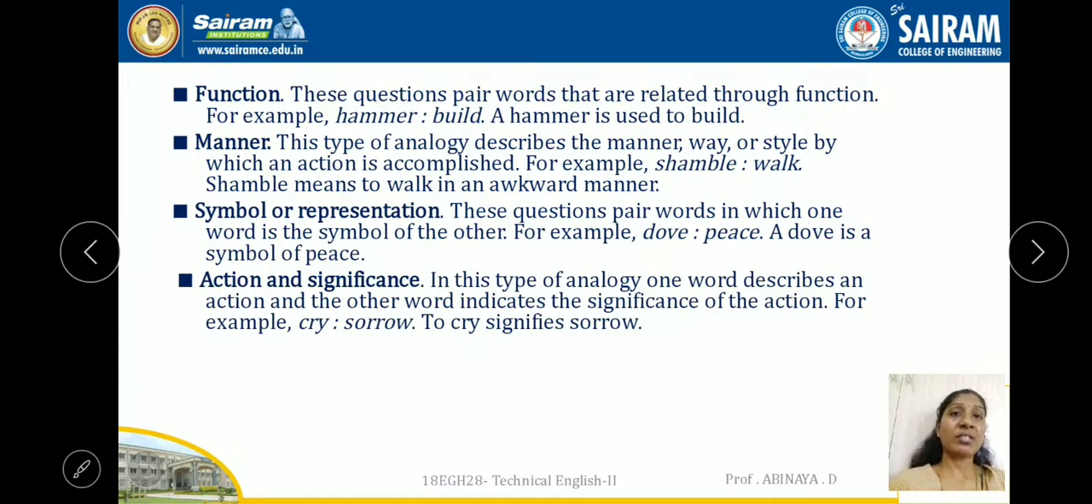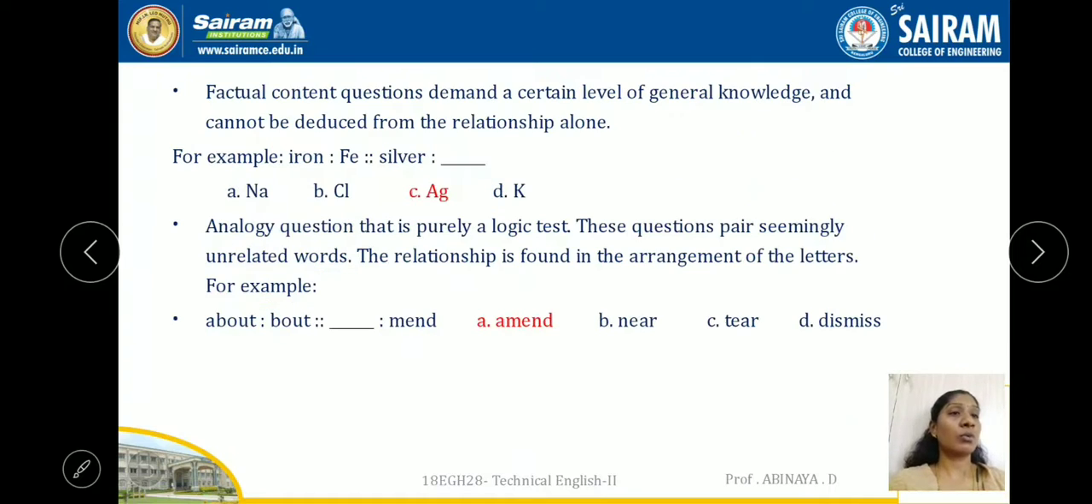Symbol or representation: dove is a symbol of peace. In pairs of words, one word is a symbol of another. So for example, dove, peace. Dove is a symbol of peace. Another can be given as a symbol of something. Action and significance: why do we do an action for another significance? Cry. Why are we crying? Because we are in sorrow, right? So cry signifies sorrow. So all these things.